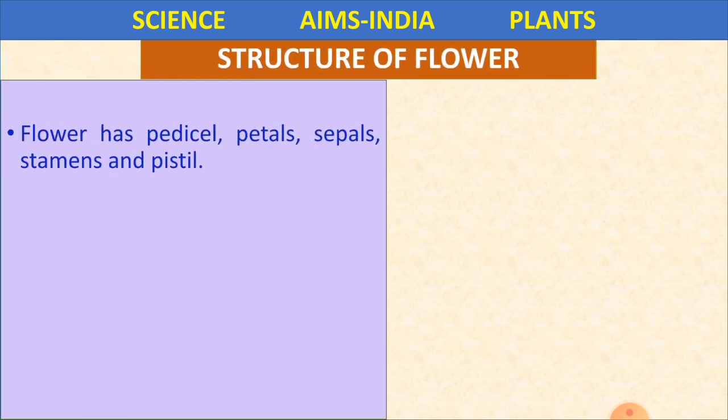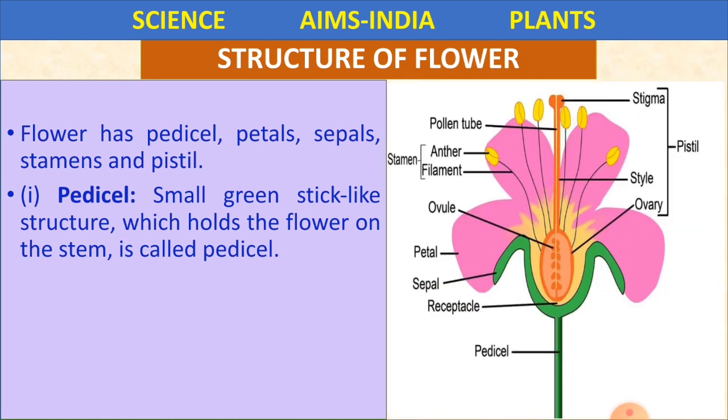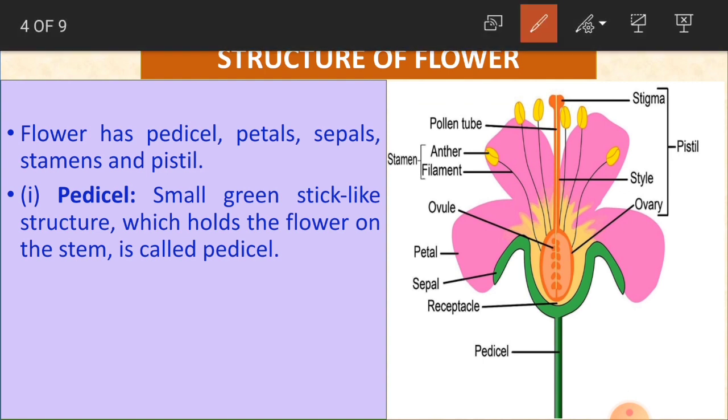Now we'll see the structure of a flower. As we learned, the flower is very important in the plant. Why? Because the flower is mainly responsible for reproduction. Here we are going to learn how the flower structure is. A flower has pedicel, petals, sepals, stamens and pistil. So what are the main parts of the flower, children? They are pedicel, petals, sepals, stamens and pistil.